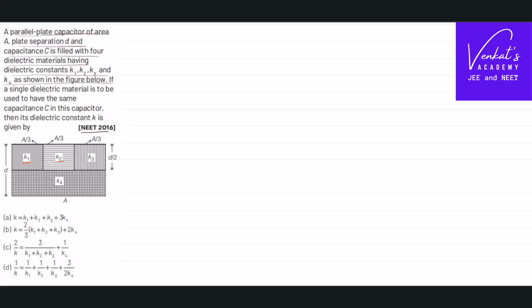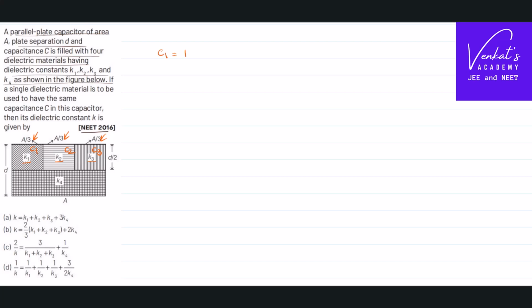K1, K2, K3 are sharing the area. The entire area is divided as A by 3, A by 3, A by 3. So let's talk about that A by 3 part itself. This part behaves like a capacitor C1, this part behaves like a capacitor C2, and this part behaves like a capacitor C3.